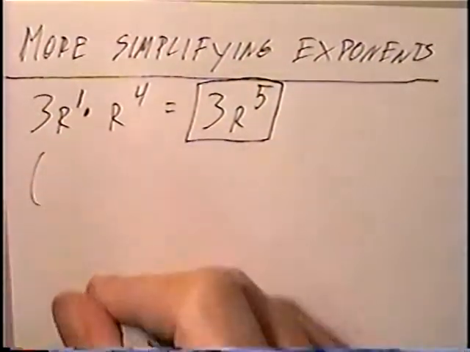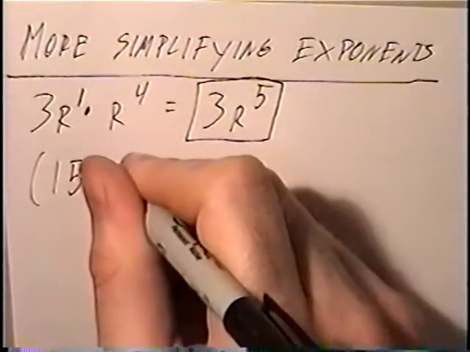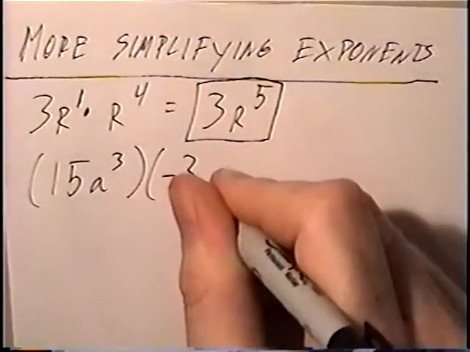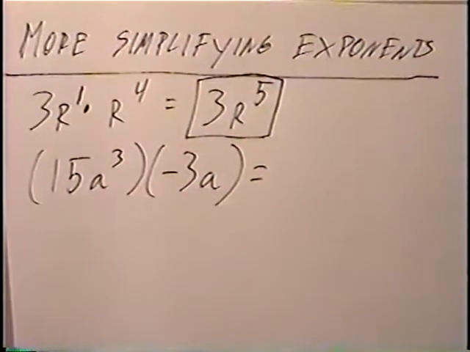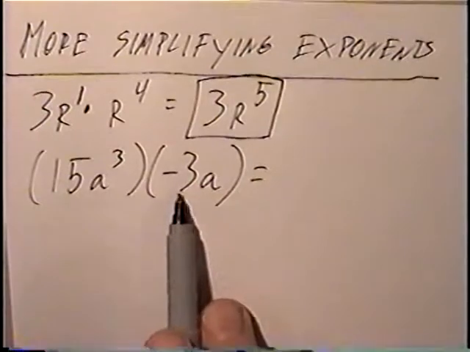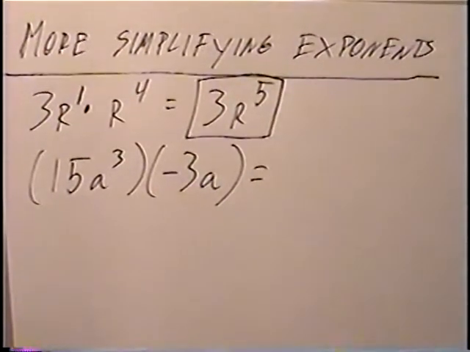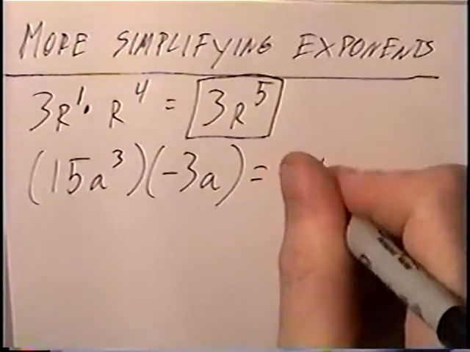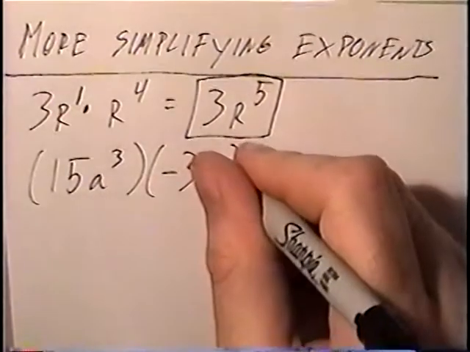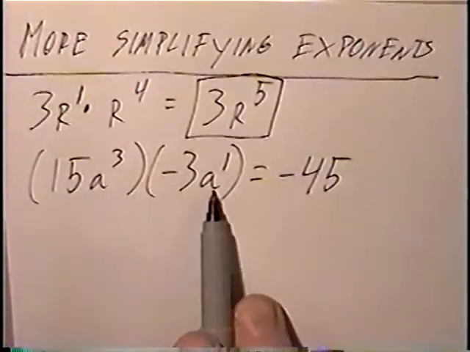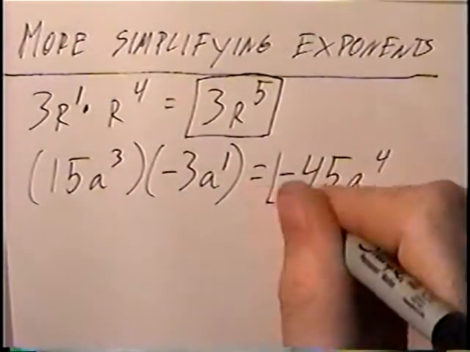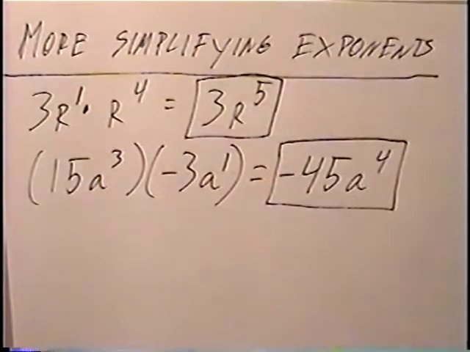Second question, in parentheses 15a to the 3rd power, times a second parentheses negative 3a. Multiplying again, the coefficients or numbers in front of the variable we can multiply. 15 times a negative 3. That would be negative 45. And a to the third power times a. For a, we can change it as a to the first. The same variable or same base, we can add the exponents, which would be a to the fourth. So the final answer, negative 45 times a to the fourth.